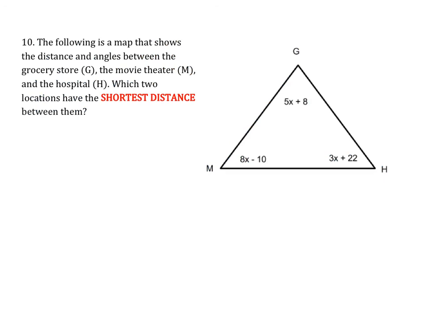Okay, we have 2 more for you. It says the following is a map that shows the distance and angles between the grocery store, which is G, the movie theater, which is M, and the hospital, which is H. Which 2 locations have the shortest distance between them? So remember, we can figure out the lengths of those different lines by comparing the angles. But first, we need to be able to find x, so then we can figure out how big each of those angles are. So we're going to start by creating an equation using our triangle sum theorem. All of the angles should always add up to 180 degrees.